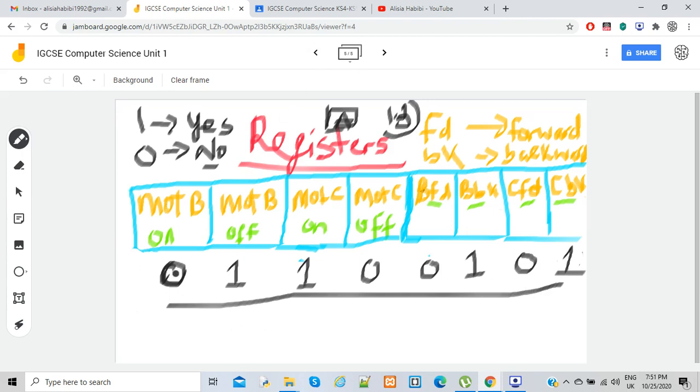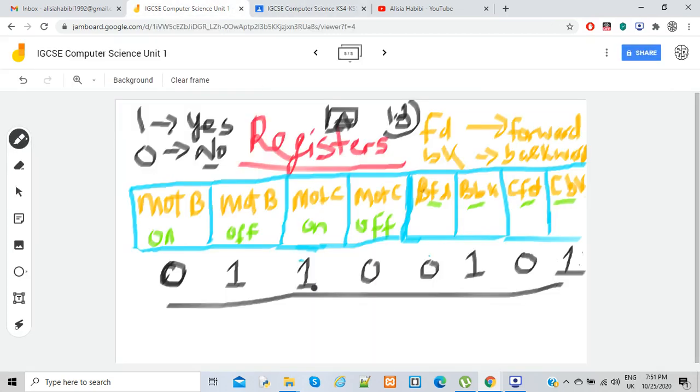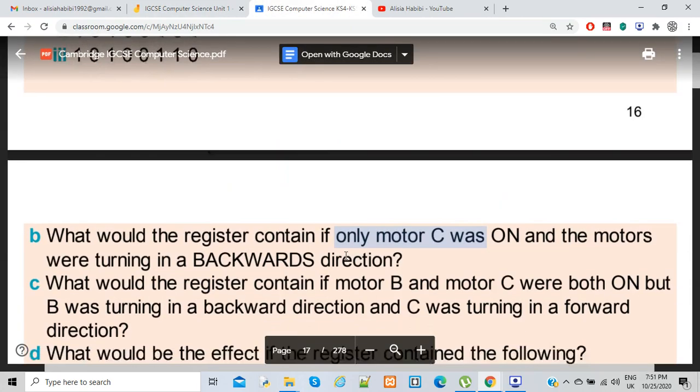So motor B on is no. Motor B off is yes, it should be off. Motor C on is yes, because it says only motor C should be on. Motor C off is no. B forward is no, B backward is yes. C forward is no, C backward is yes. So this is the final binary instruction, made up of 8 bits, that is going to be stored in a register so that the robot, the vacuum cleaner, can perform an instruction. So the last part is this one here.